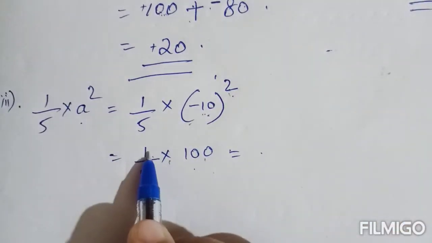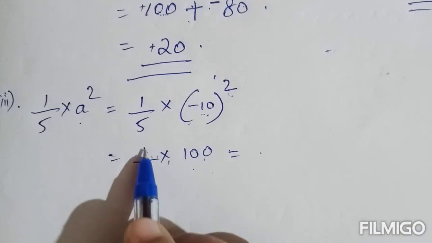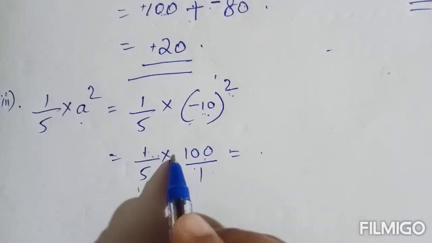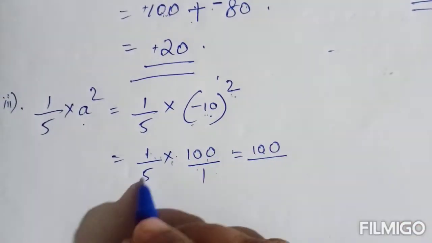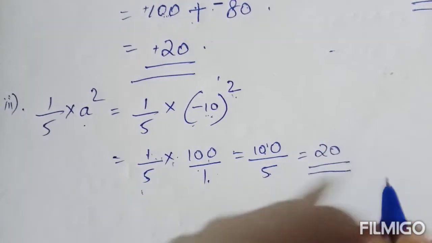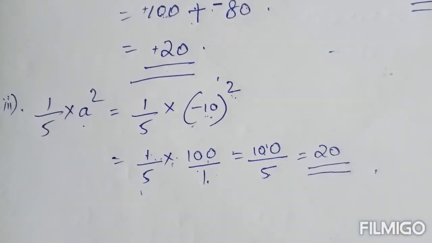Now multiplication of a fraction. Two fractional numbers, you know, 100 means it is 100 by 1. So 1 into 100, 100 by 5 into 1, 5. 100 divided by 5, it is 20. So 20 will be the answer.